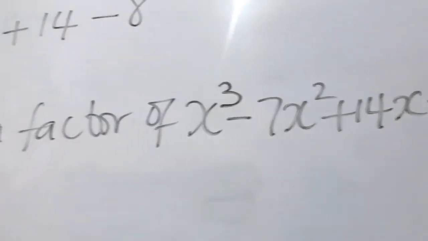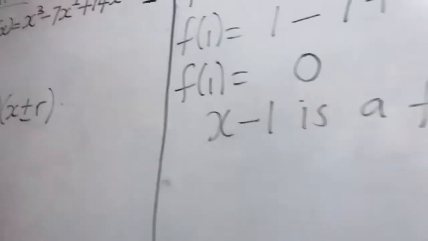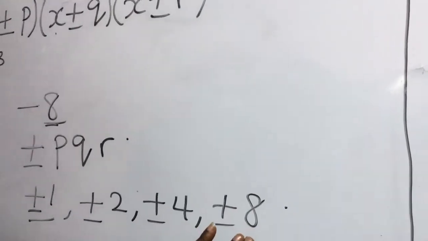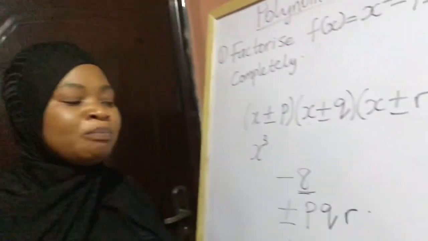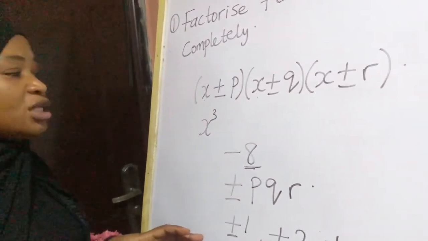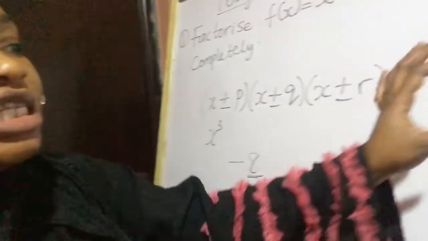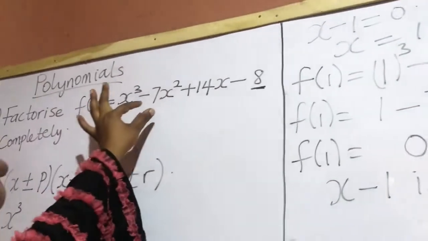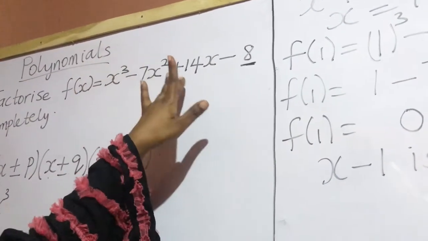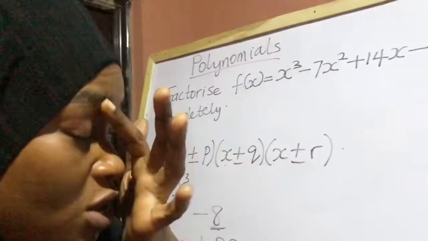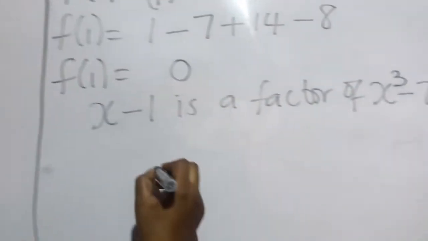The next thing now is that you can test for plus or minus 2, plus or minus 4, plus or minus 8, but that will be cumbersome and you can easily make mistakes. So the next thing you can do is make x minus 1 your divisor, and x cubed minus 7x squared plus 14x minus 8 will be your dividend. Then you divide, and you can find the other factors. So let's do it.